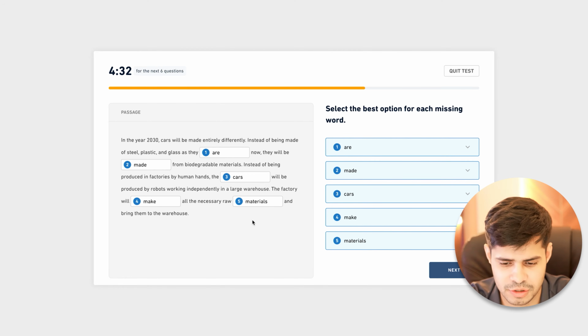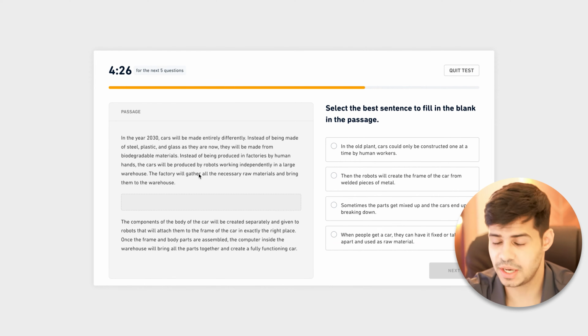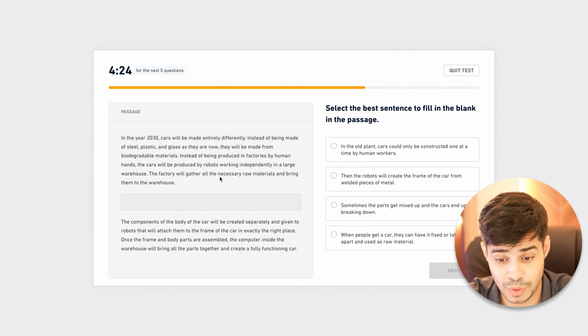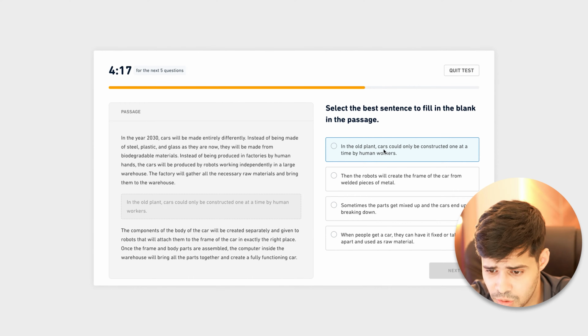And no, I think it should be make. All right, let's do it. Okay, it was actually gather, it seems. Anyway, now you can see that I messed up one place. Alrighty. Let's select the best sentence to fill in the blank in the passage.